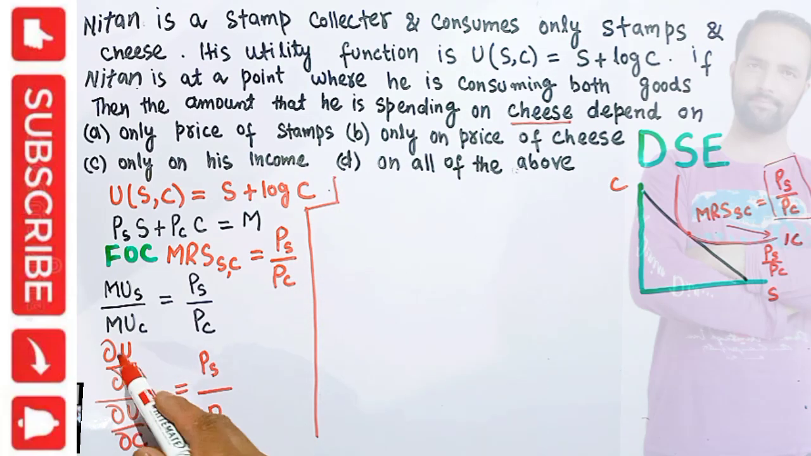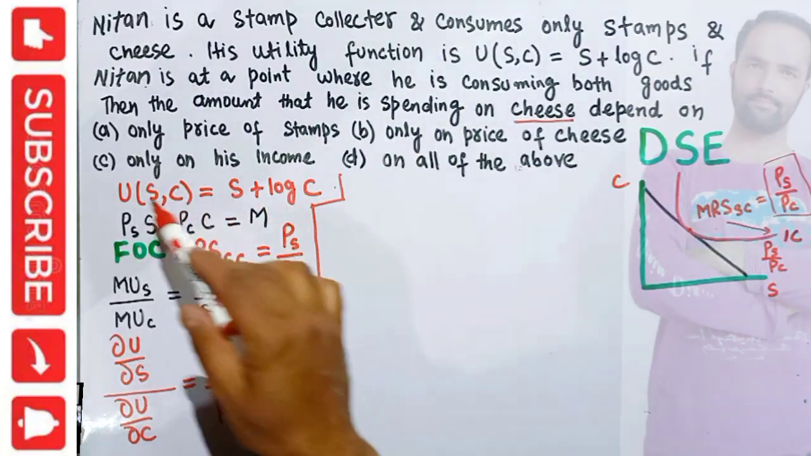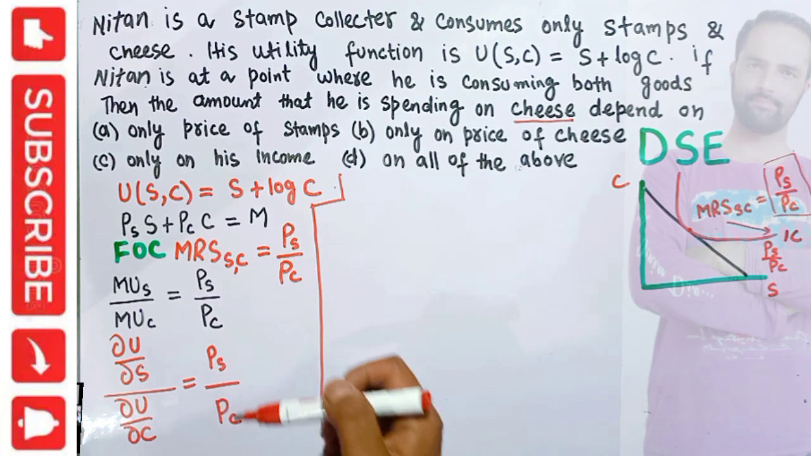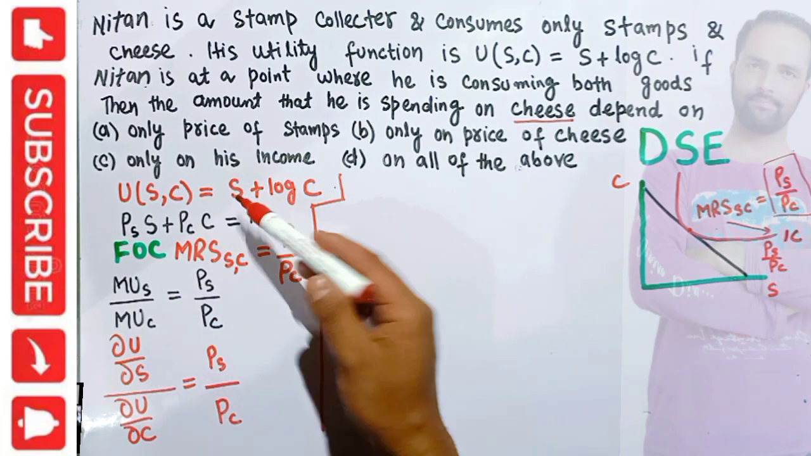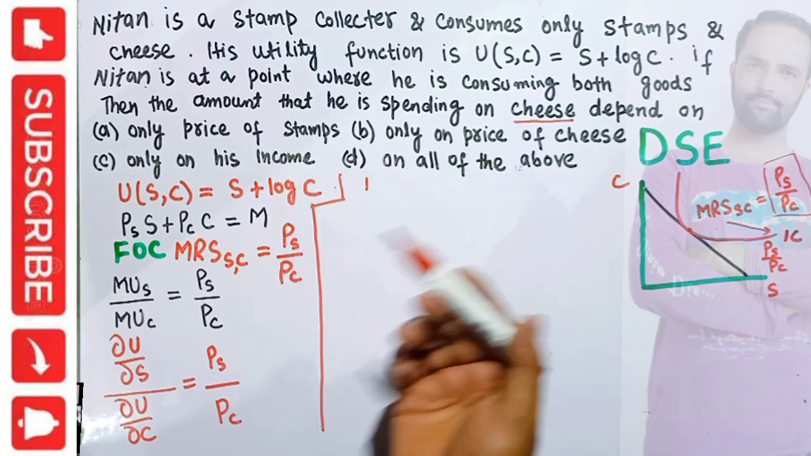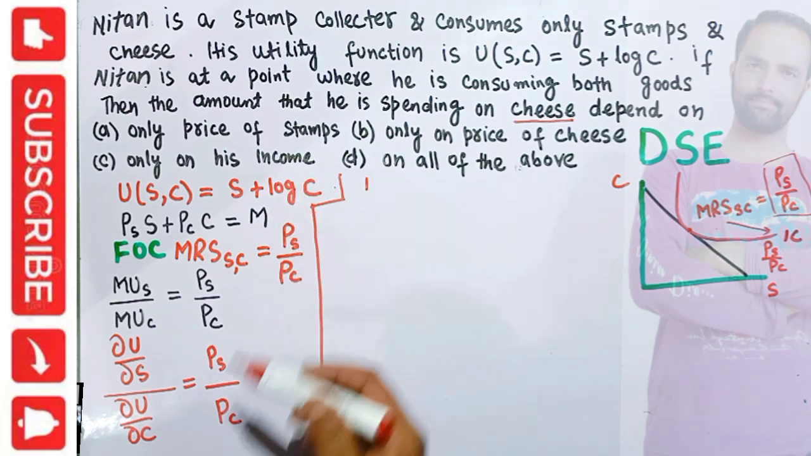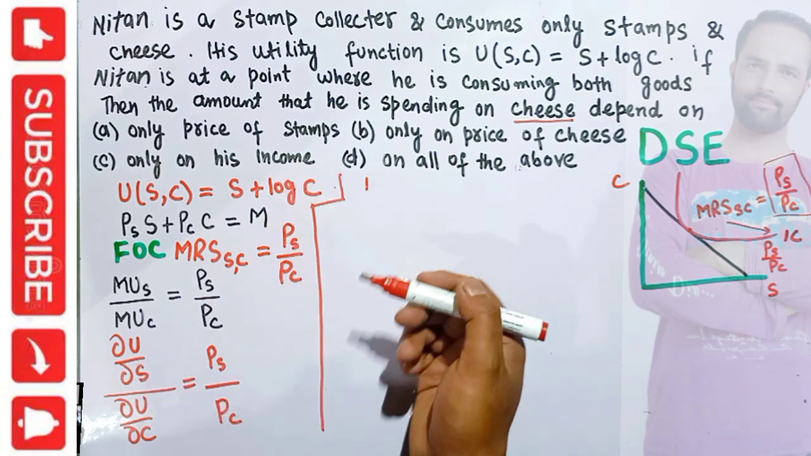Having said that, what is du upon ds? Now what is du upon ds? It means taking the partial derivative of this utility function with respect to s. Okay, so the derivative of s is 1. And the derivative of log of c will obviously be equal to 0, because we are taking the derivative with respect to s, since no s is involved in the second term.